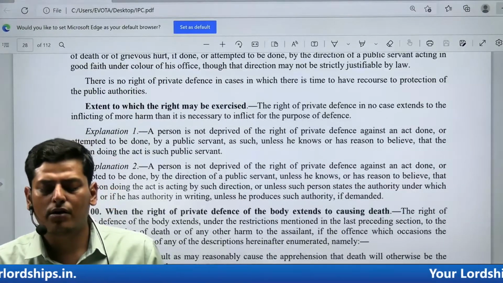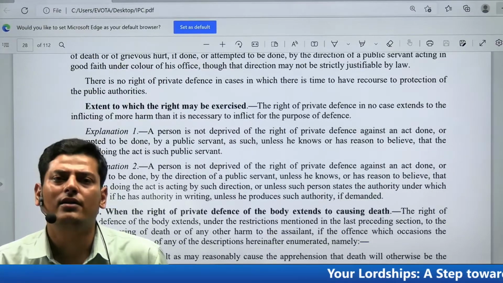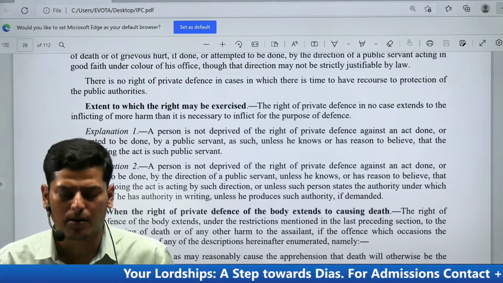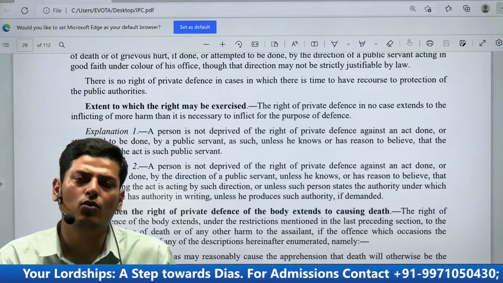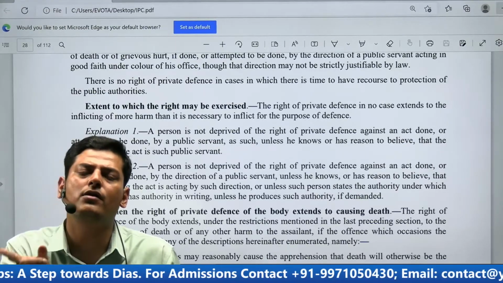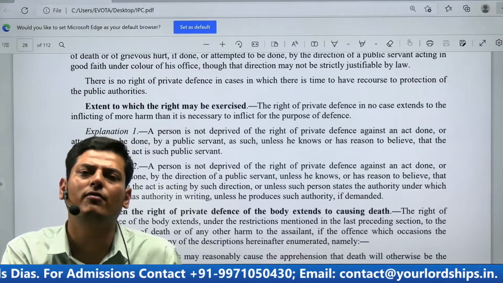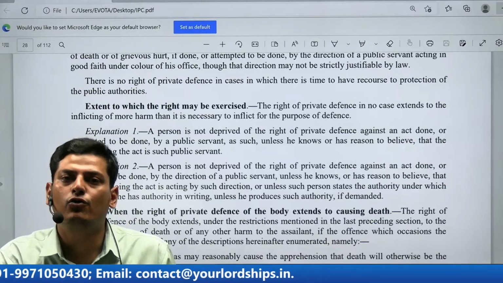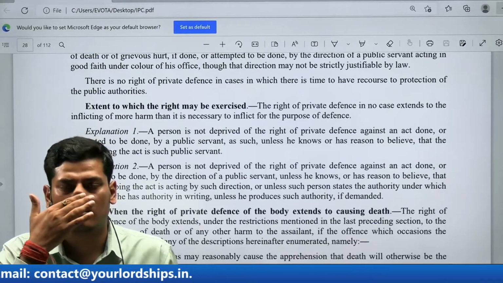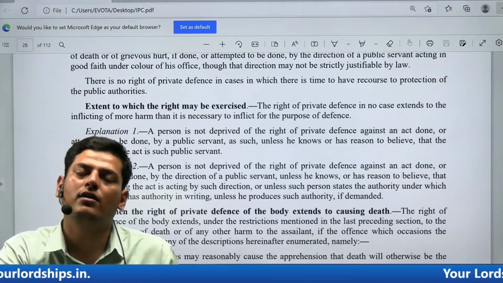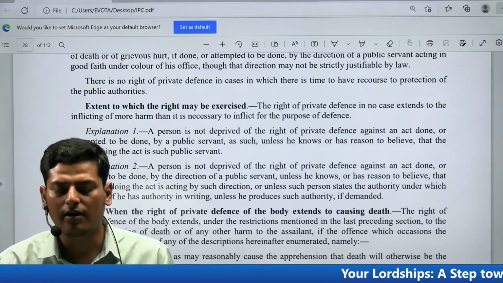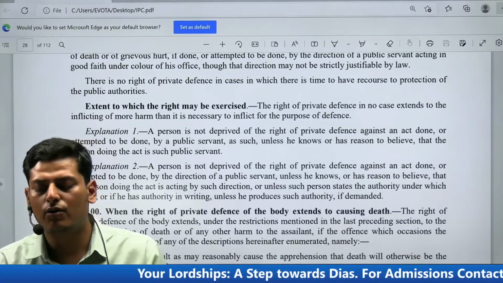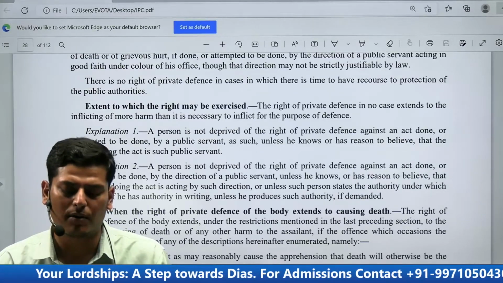Explanation is also there. A person is not deprived, meaning thereby अगर कोई public servant है और you have no right of private defense against a public servant. But if you neither know nor you have reason to believe that that person is a public servant or that person is acting under the direction of a public servant, then your right of private defense, if you don't have the reason to believe, if you don't know, then your right of private defense is still available. Okay. It says that a person is not deprived of his right of private defense against an act done by a public servant unless he knows or has reason to believe that the person doing the act is public servant. Okay.